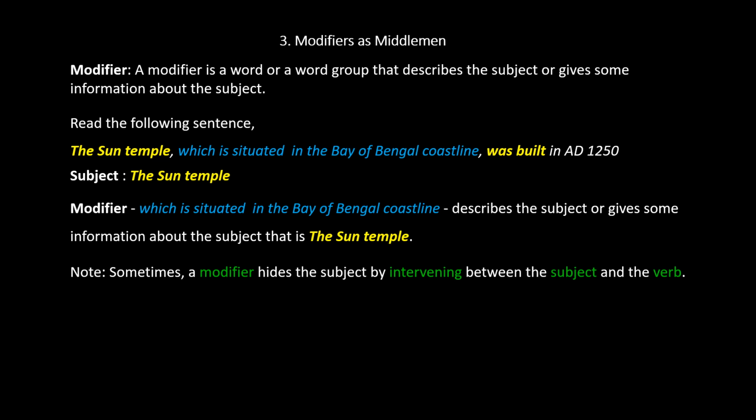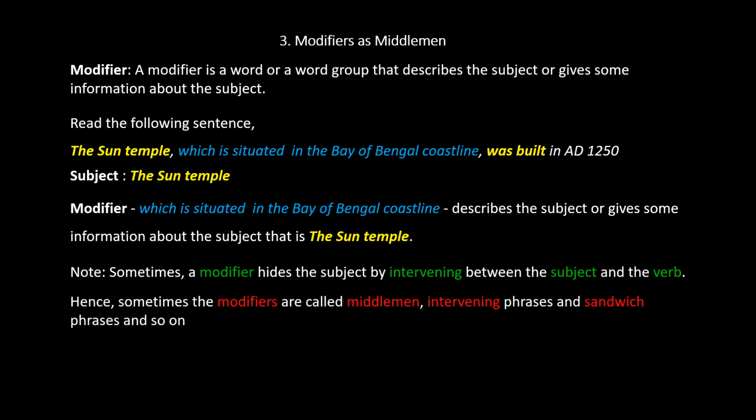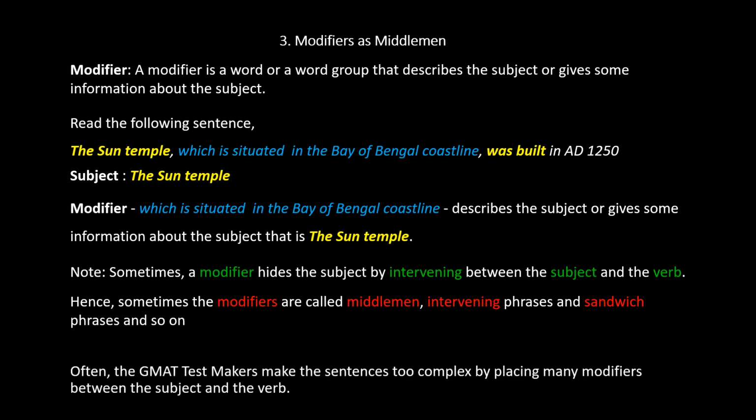Often, the GMAT test makers make the sentences too complex by placing many modifiers between the subject and the verb. Hence, to identify the subject, you need to ignore the middleman or eliminate the middleman, no matter how many middlemen are there in the sentence. A very important point to note here is, after you eliminate all the middlemen from the sentence, a subject and a verb must remain. Also, the subject and the verb, when read together, must make sense.